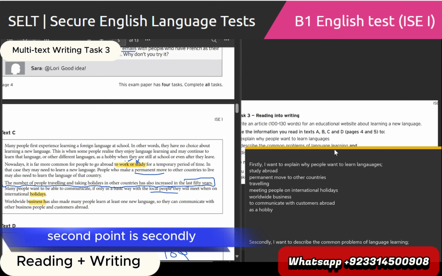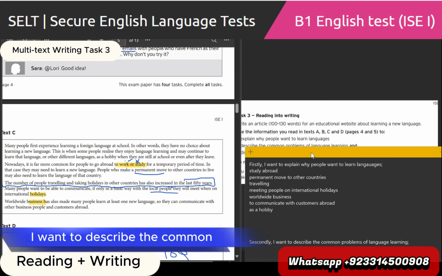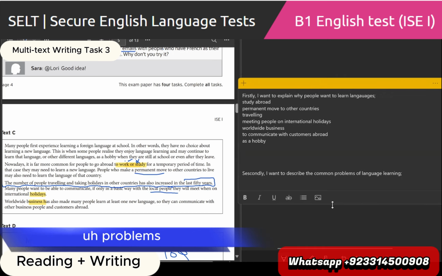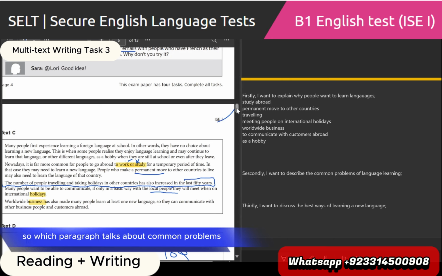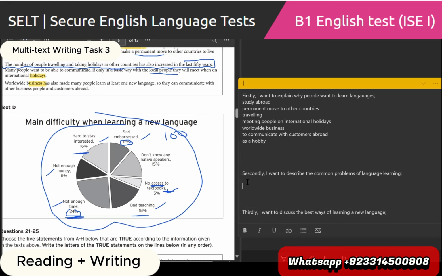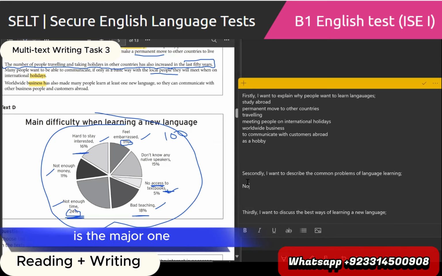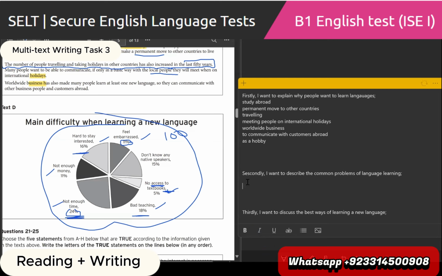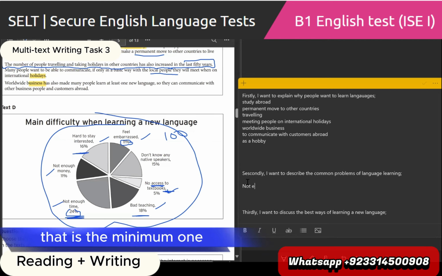Second point. Secondly, I want to describe the common problems. So which paragraph talks about common problems? Paragraph D. So in this paragraph, start off with a common one. Common means the major one. What is the major problem? Bad teaching. No, not enough time is the major one. Most common one is? No, that is the minimum one. You need to start with the most common one.